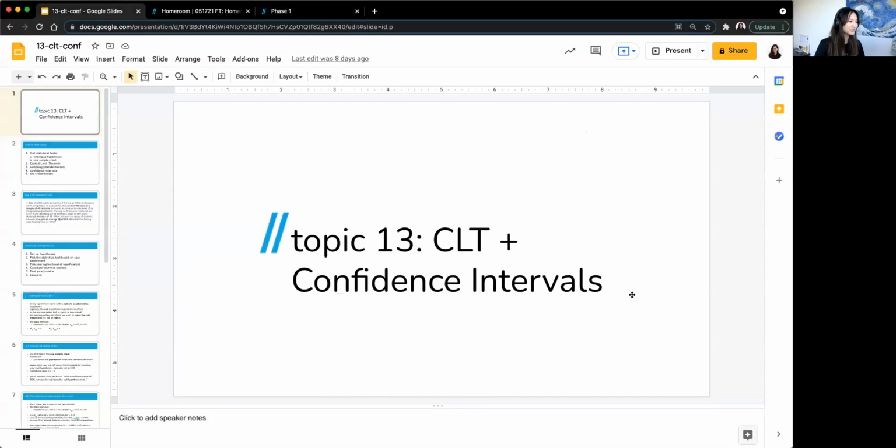Okay, hey everybody. So today we're going to be talking about the central limit theorem and confidence intervals, more specifically other stuff, but we'll get into that. But first I wanted to talk about where you can find your project feedback.